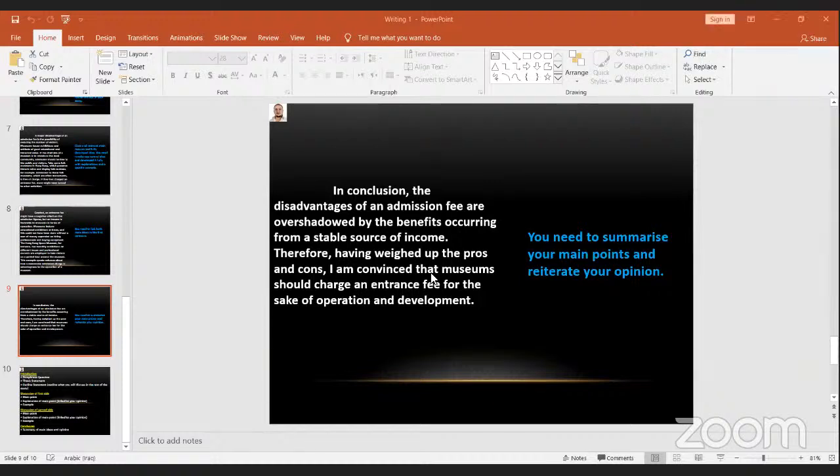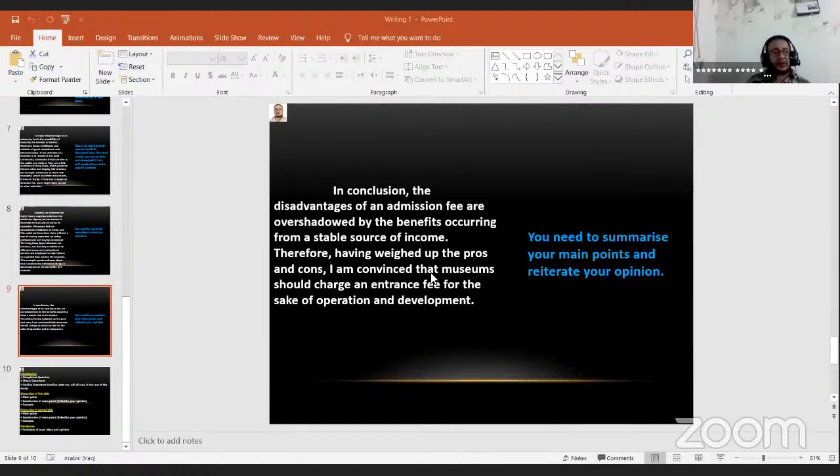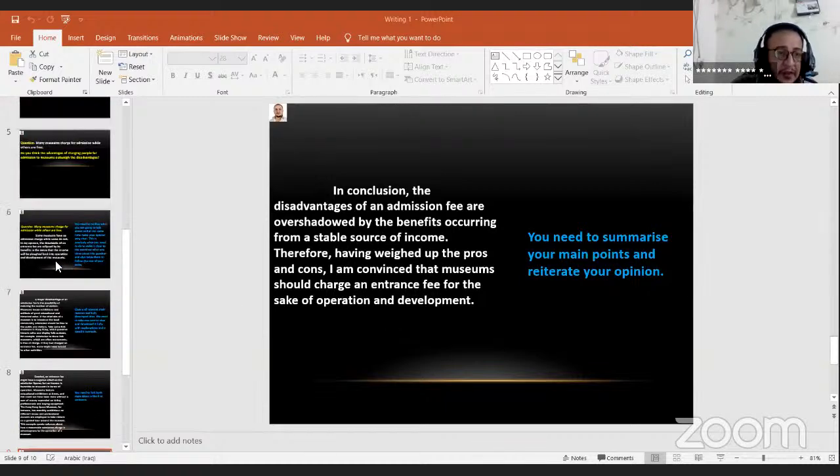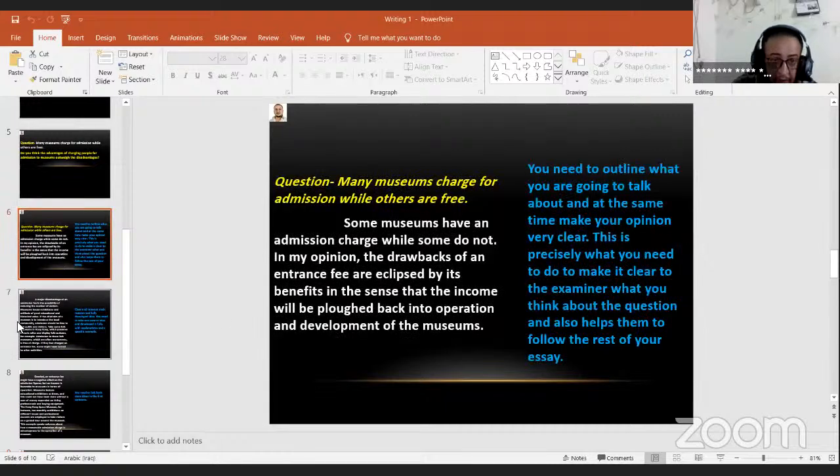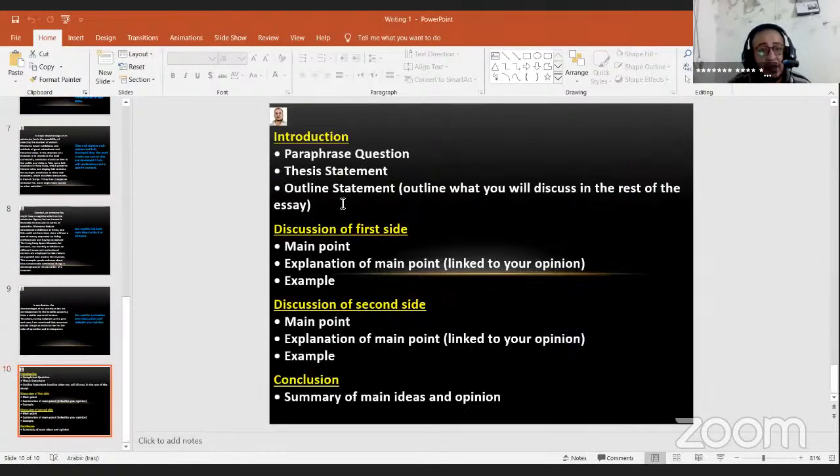After this expression, you write your opinion in a way just like you are advising. Advising means giving an opinion. Museums should charge an entrance fee. Then you give the reason for the sake of operation and development. Pay attention. The reason you give should be the same reasons that you mentioned in the introduction. Now, we have the brief explanation, which I'm going to repeat.